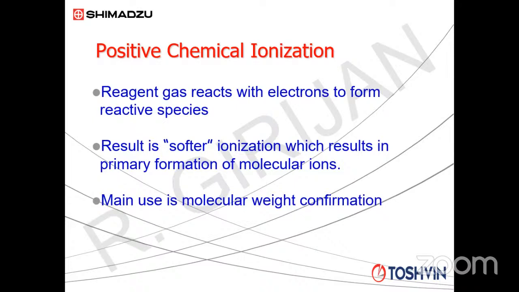But you have to analyze the sample only by electron impact ionization if you want to go for a library search and qualitative identification. You cannot do that with a PCI mode. PCI mode can be used only to understand what is the molecular weight of the compound.